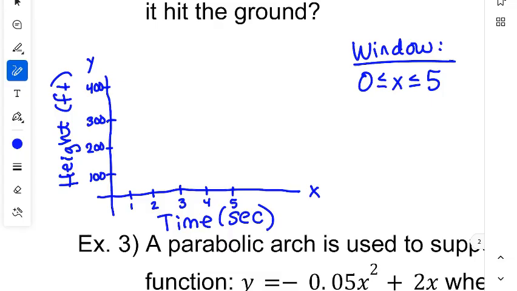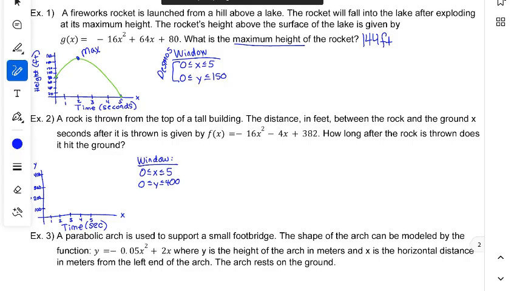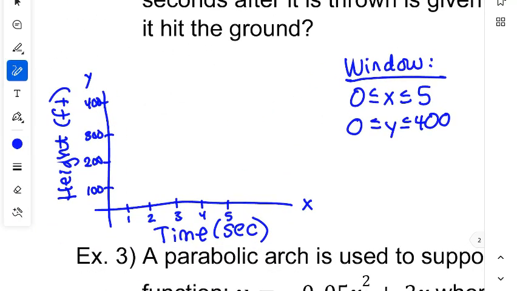And then what about our window for y? How high up did I go on my graph that I sketched? 400. So now that we have the window set, we've got to decide where it starts and where it ends, and then graph it according to that.